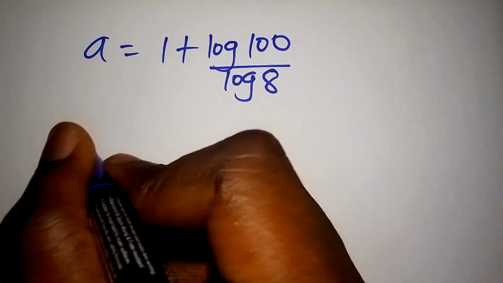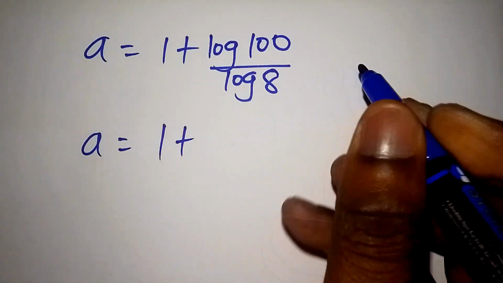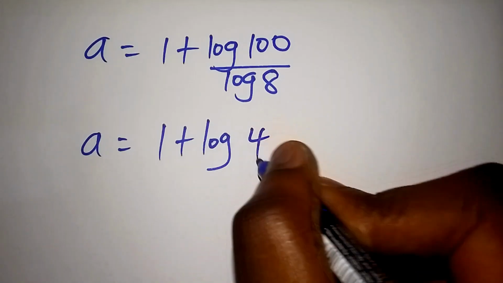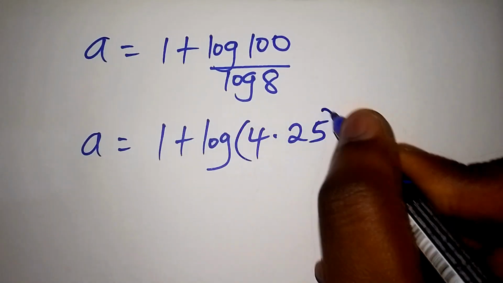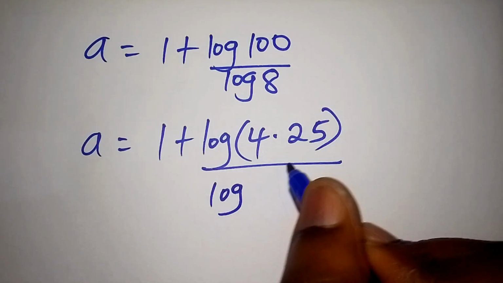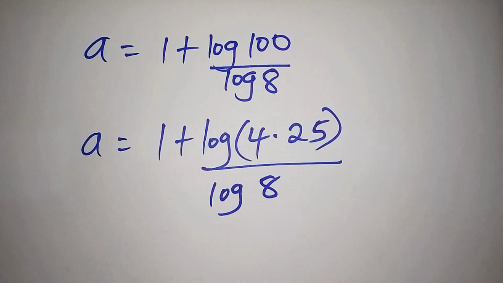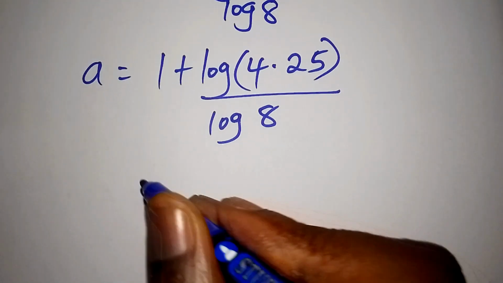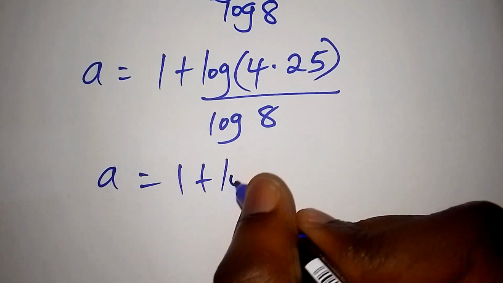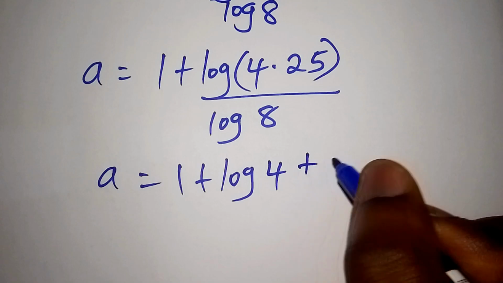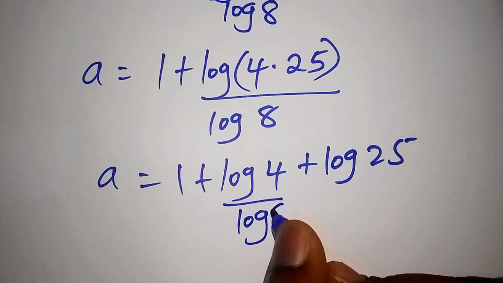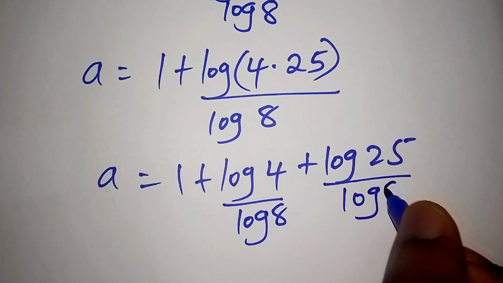Now we shall say that our value of a is equal to 1 plus. When you factorize the log of 100, we shall have the log of 4 multiplied by 25, then all over the log of 8. We shall still have the log of 8 because we are dividing both sides by the log of 8. So our value of a is equal to 1 plus, let's split it by having the log of 4 plus the log of 25, then all of them divided by the log of 8, and here also by the log of 8.